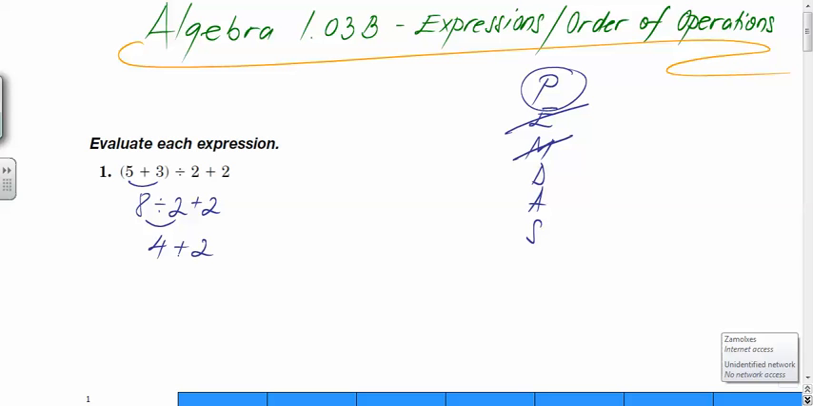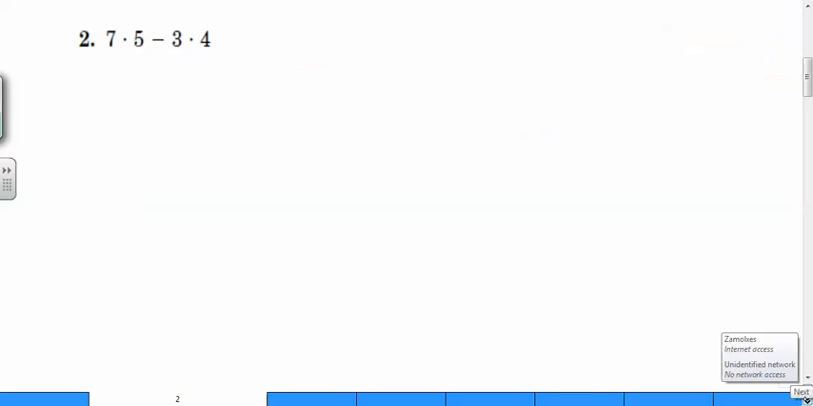My expression is simplified now to 4 plus 2. 4 plus 2 is actually 6. And you know what? I'm done. Okay? That was an easy one. Moving on.